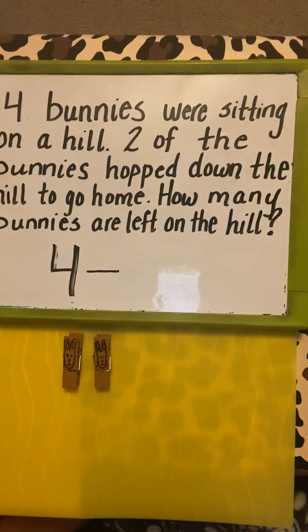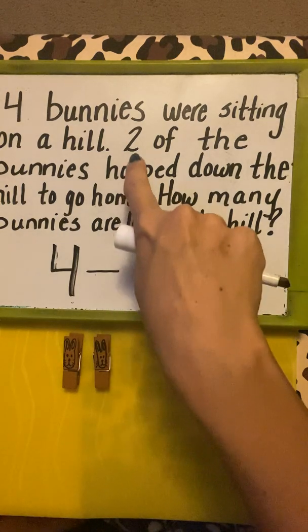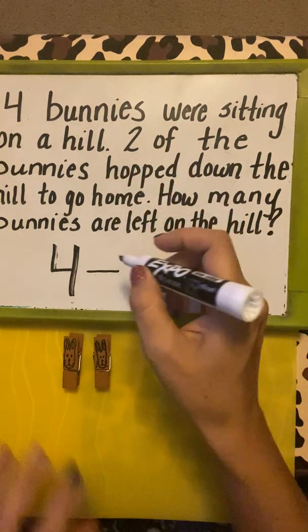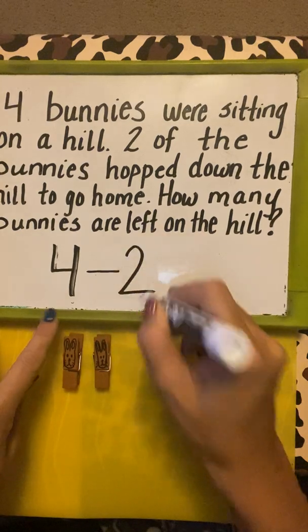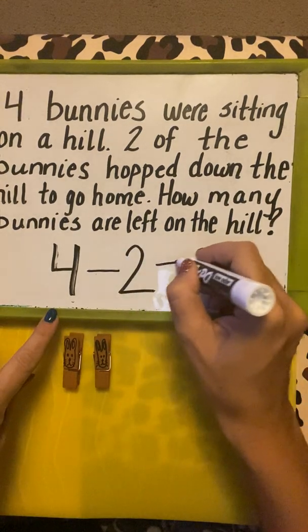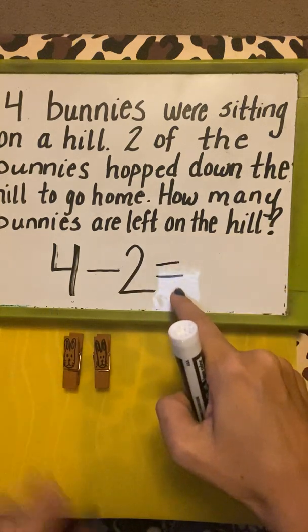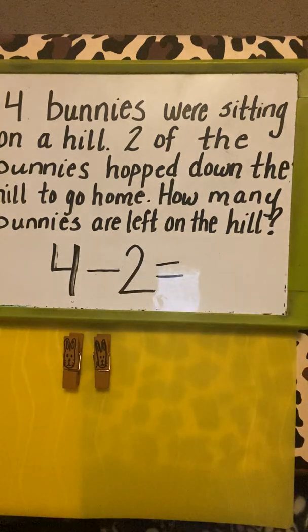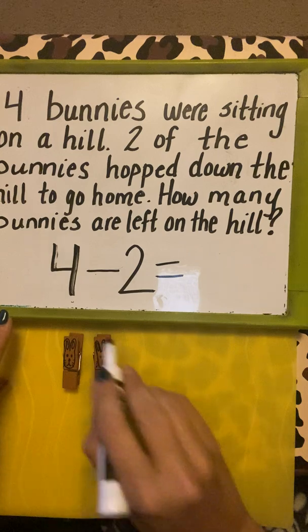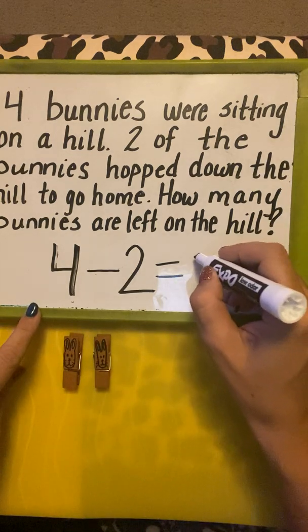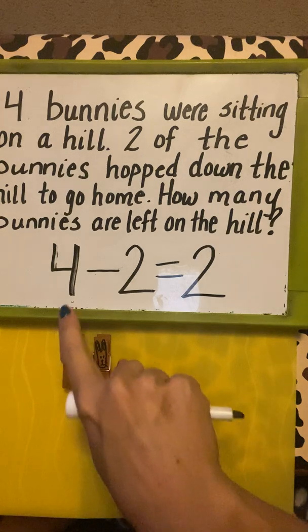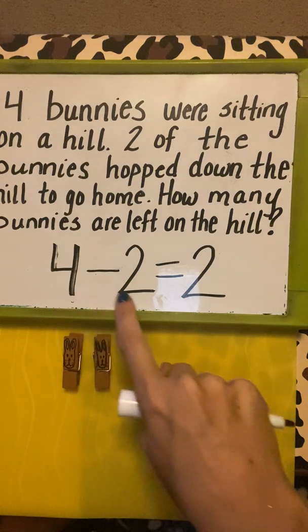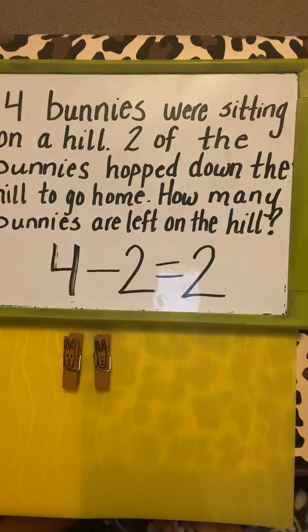Okay, some went away. And how many went away? 2 of the bunnies. So our next number is 2. And then we have equals, okay? And how many do we have left on the hill? 2. That's right, okay? So we would read it as 4 minus 2 equals 2.